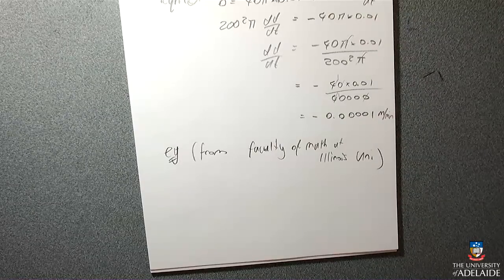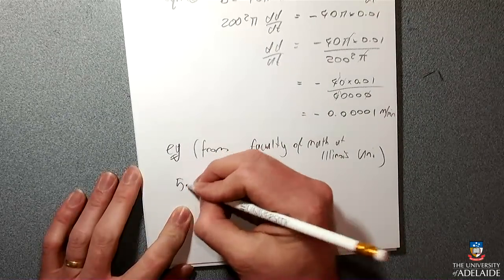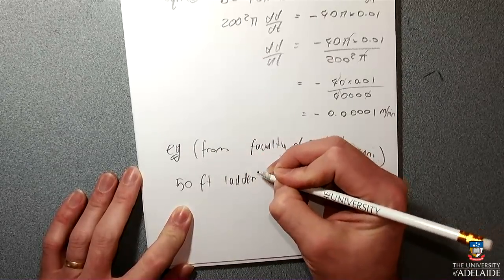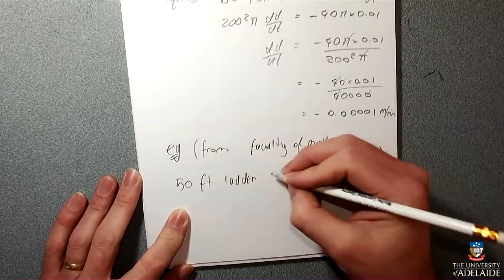Okay, so we have a 50-foot ladder against a large building.